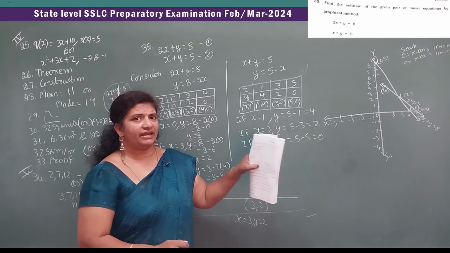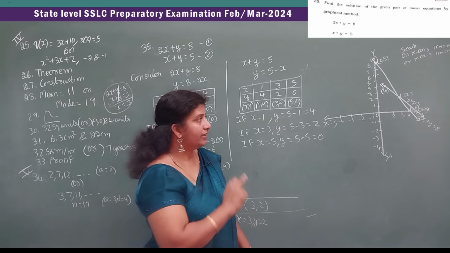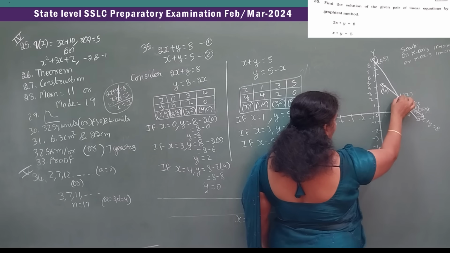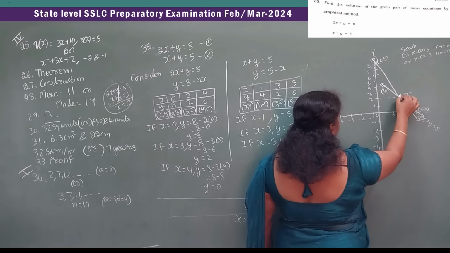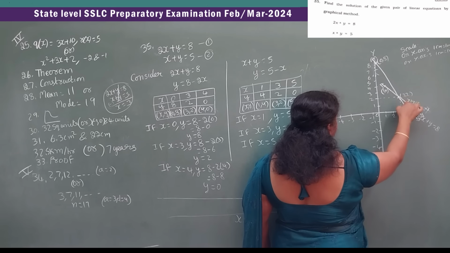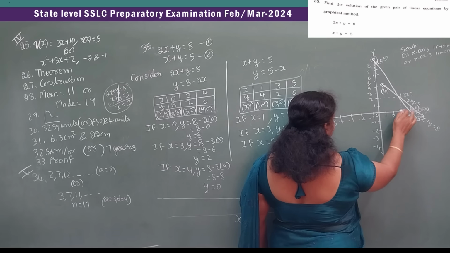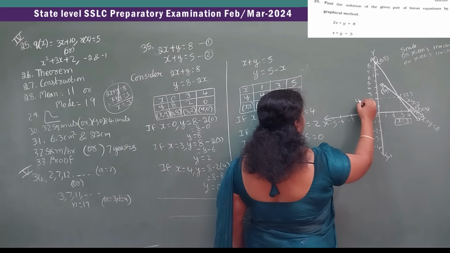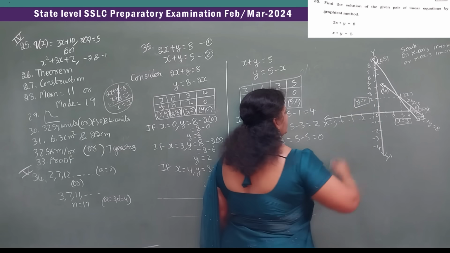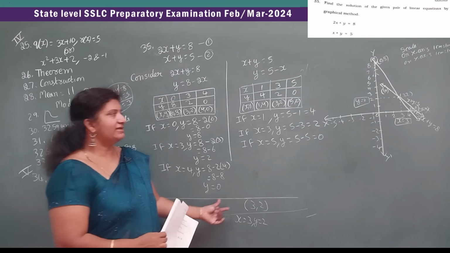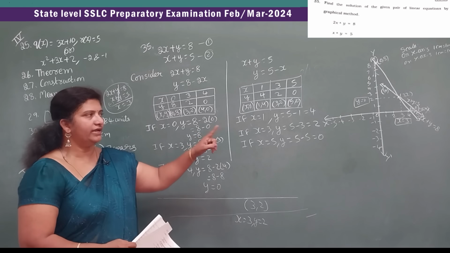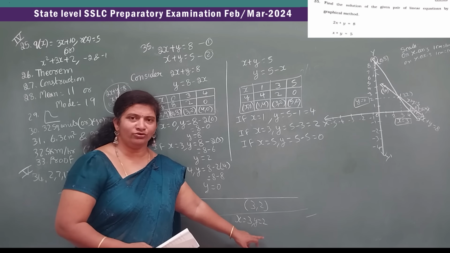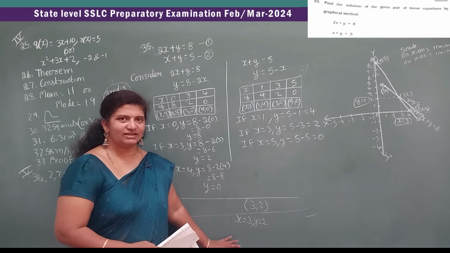Still something is pending in your graph. What is that? The two lines are intersecting. Where are they intersecting? At this point. So take a perpendicular on the x-axis side and the y-axis side, and write where it is perpendicular. That is x is equal to 3, and here y is equal to 2. Therefore, the two lines are intersecting at the coordinate 3, 2, where x is equal to 3 and y is equal to 2, graphically. Is this clear?